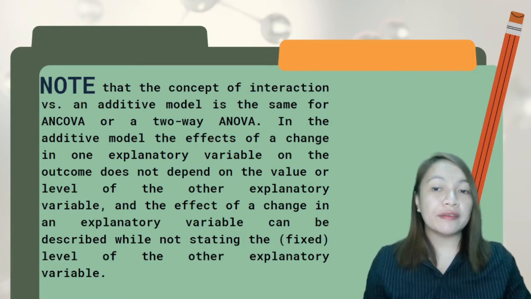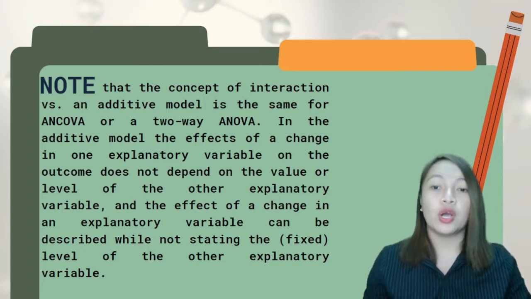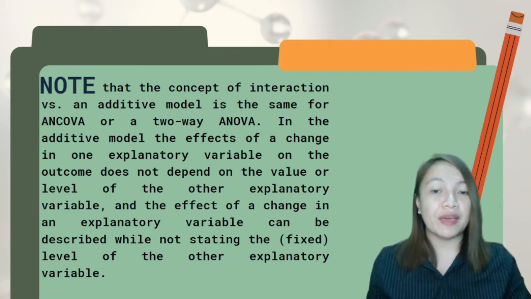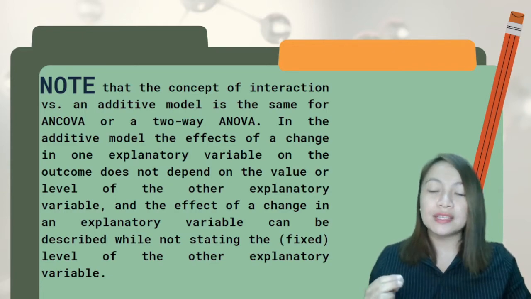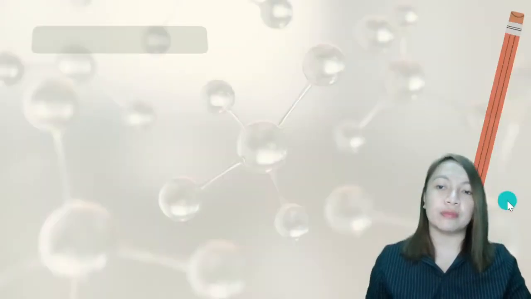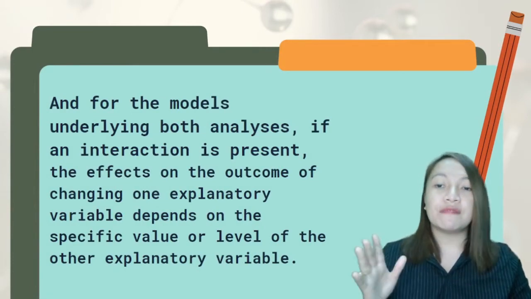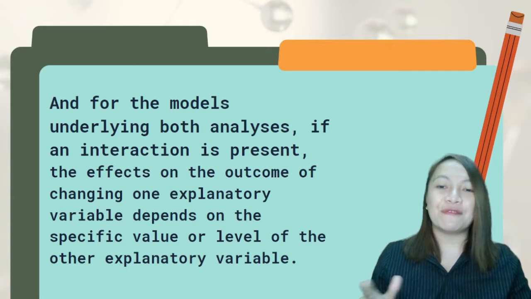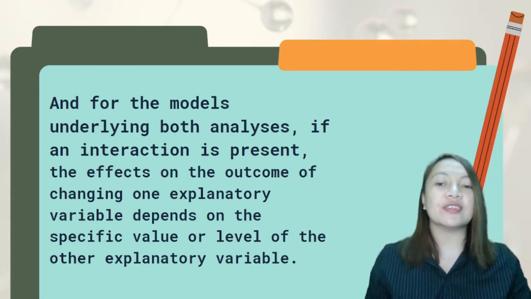In the additive model, the effects of a change in one explanatory variable on the outcome does not depend on the value or level of the other explanatory variable, and the effect of a change in an explanatory variable can be described while not stating the fixed level of the other explanatory variable. And for the models underlying both analyses, if an interaction is present, the effects on the outcome of the change in one explanatory variable depends on the specific value or level of the other explanatory variable.